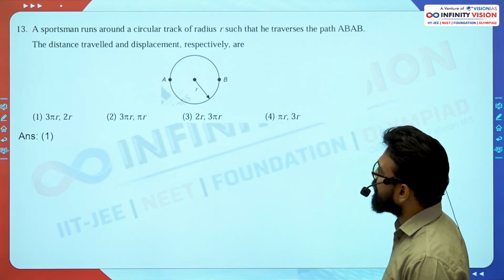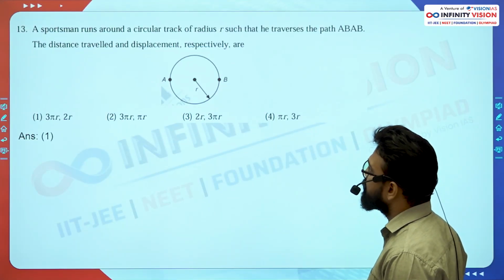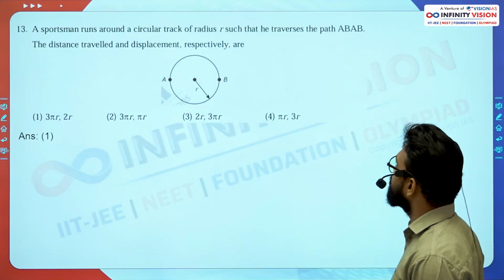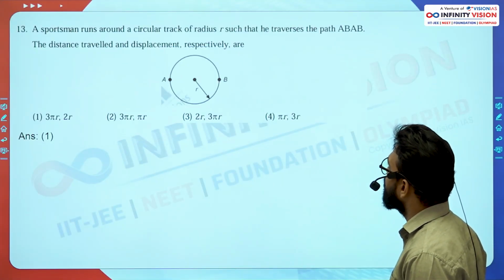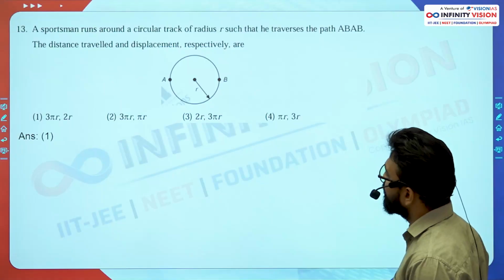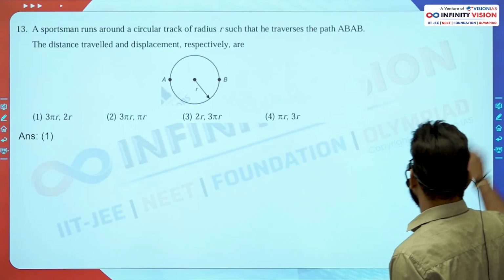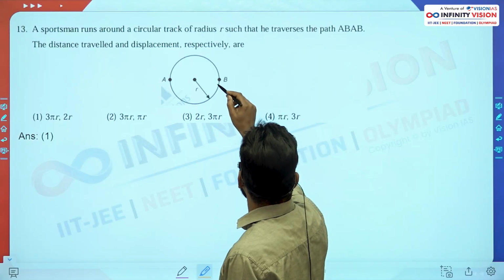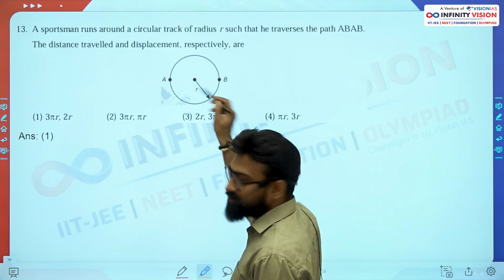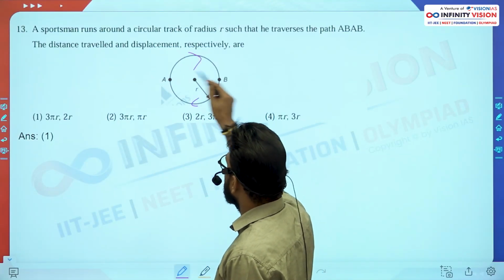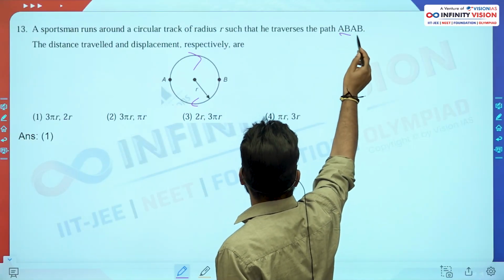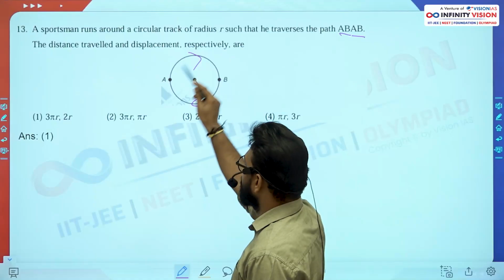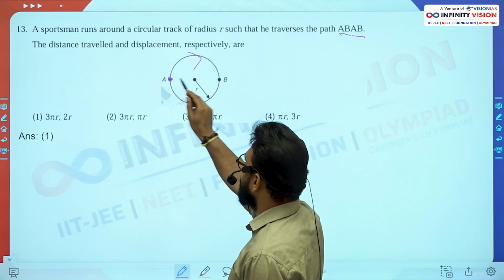Next, a sportsman runs around a circular track of radius r such that he traverses the path AB. What would the distance traveled and the displacement be? He goes from A to B, again from A to B, again it goes to A, again it goes to B. So this is the initial point and this is the final point.